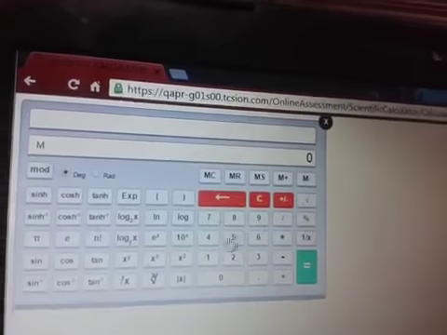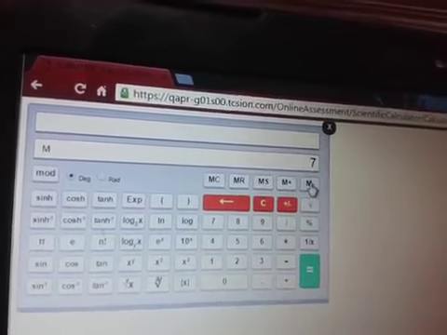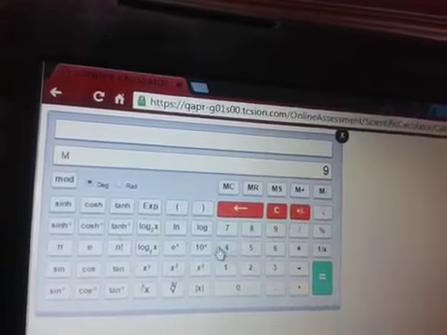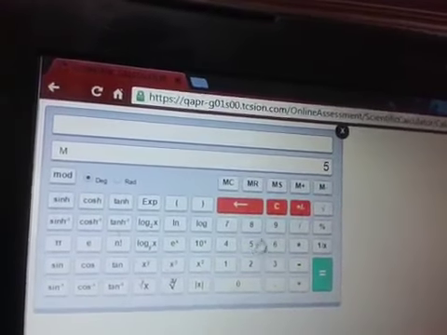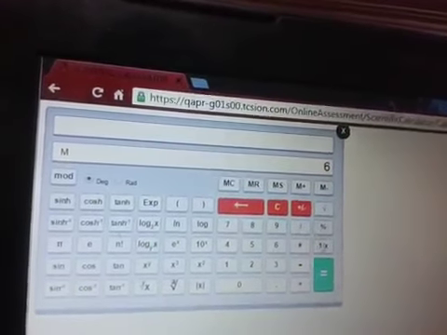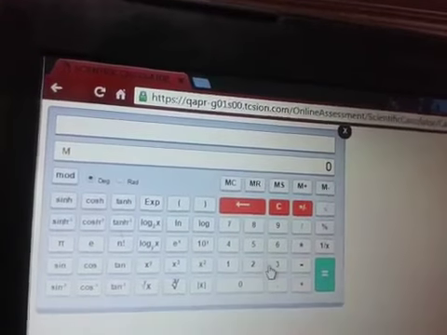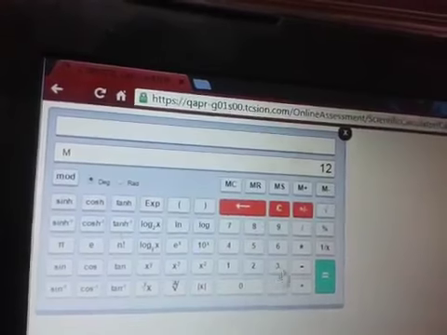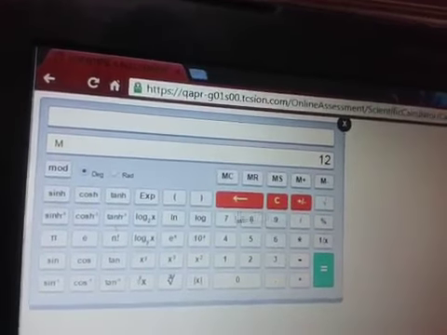Now suppose I have something in the memory and I want to subtract from the memory. I subtracted 7, then I subtracted 8, then 9, then 4, then 5, then 6. Now only 1 plus 2 plus 3 is stored in the memory, that is 6. So let us read memory. It's 12. Why? Because you have subtracted only up to here.